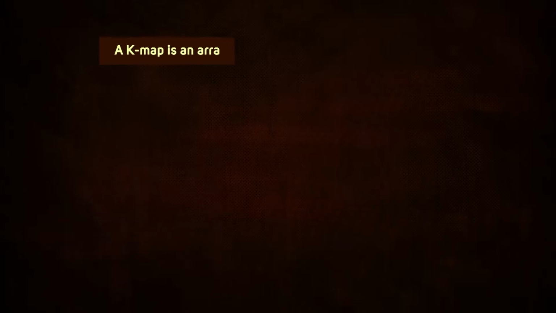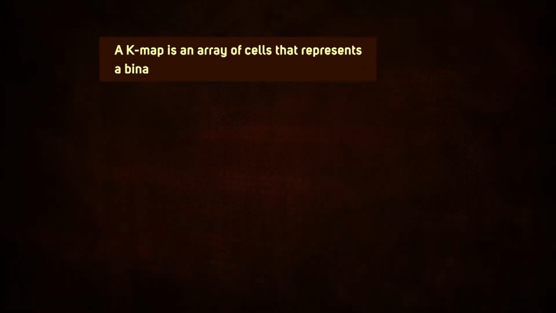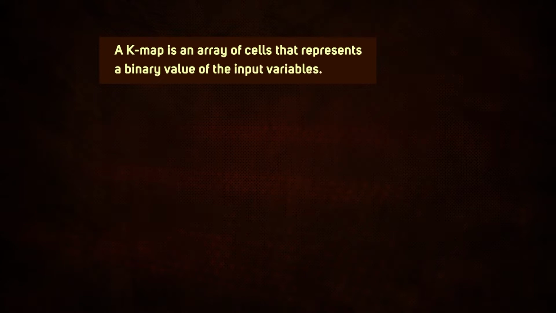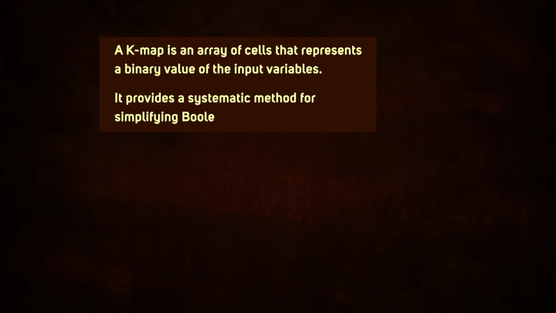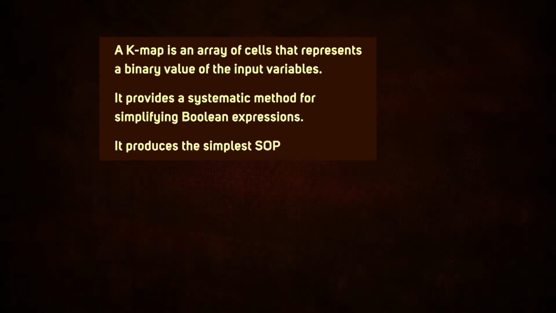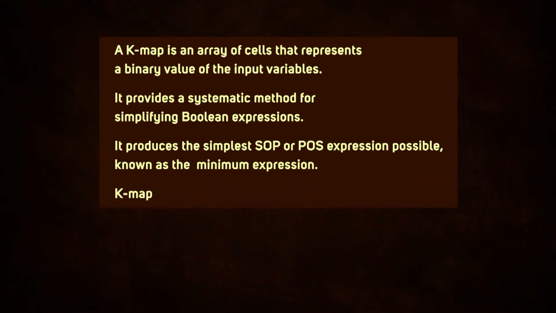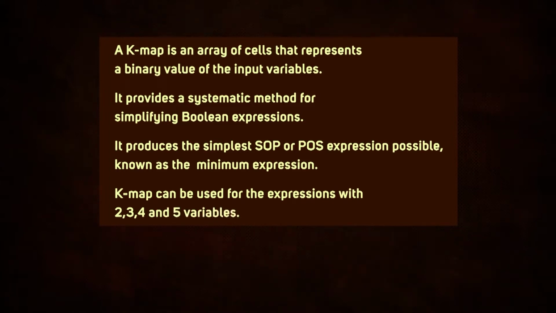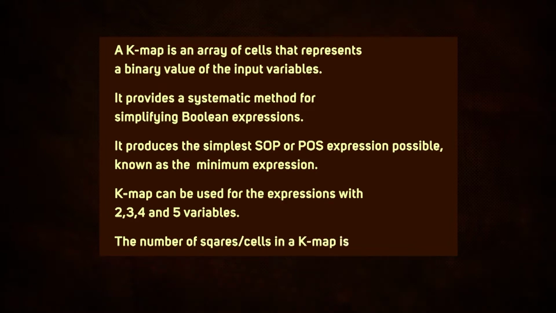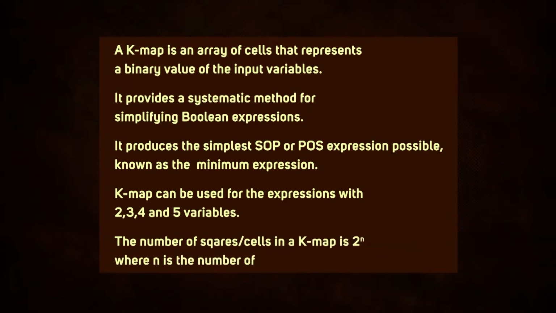A K-map is an array of cells that represents a binary value of the input variables. It provides a systematic method for simplifying Boolean expressions. It produces the simplest sum of product or product of sums expression possible, known as the minimum expression. K-map can be used for expressions with 2, 3, 4 and 5 variables. The number of squares or cells in a K-map is 2 raised to n, where n is the number of input variables.